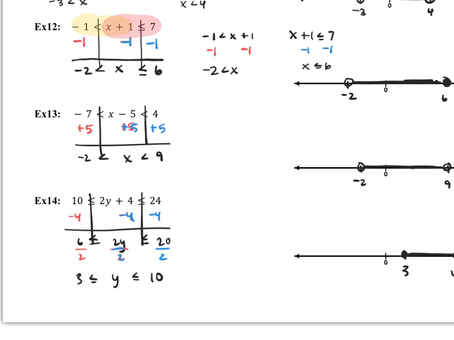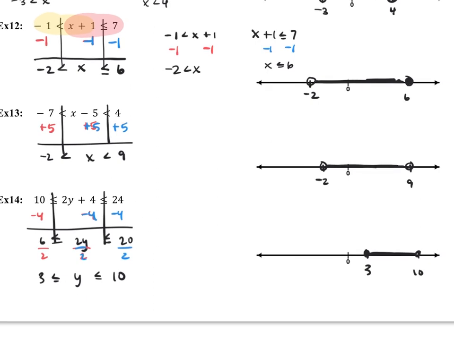On example 14, it's a two-stepper. So the first thing to do to get y by itself is to minus 4, and minus 4. So that gets me 6 is less than or equal to 2y, which is less than or equal to 20. Then I still have to divide by 2, and then I have to do it here as well. Divide by 2. So I get 3 is less than or equal to y is less than or equal to 10. So on my graph, I'm going to have two closed circles, and my arrows are coming together. So that means that y can be any number between 3 and 10.